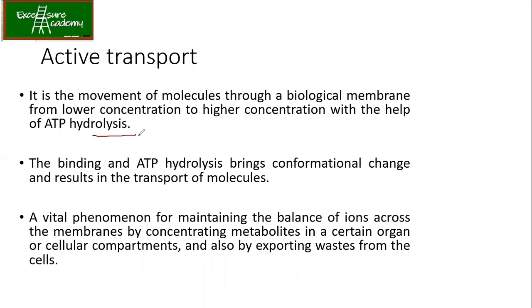with the help of ATP hydrolysis. So please remember, from low to high we are going against the concentration, okay? And to do this we need ATP hydrolysis. So the binding and ATP hydrolysis brings conformational change, which results in the transport of molecules. It is a vital phenomenon for maintaining the balance of ions across the membranes by concentrating metabolites in a certain organ or compartments, and also by exporting waste from the cells.